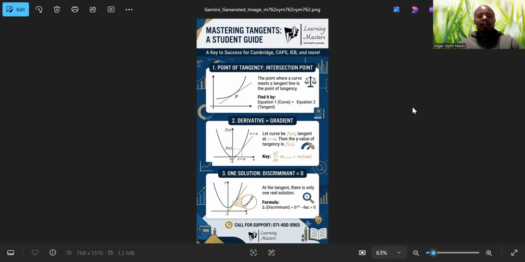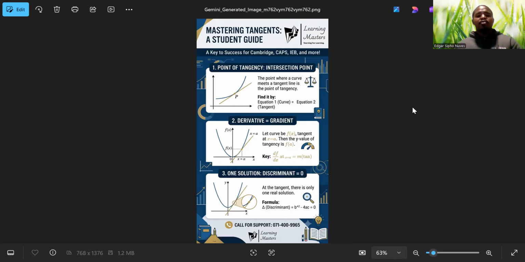Perfect. The last thing to remember about the tangent is that it's related to something. If you're doing CAPS or IB, you might have learned something called nature of roots. If you did Cambridge, you might have spoken more about the discriminant. The discriminant is b squared minus 4ac, and it describes the number of solutions or roots of an equation. A tangent touches a curve at one point only, so this connects to number one. When I'm working with a tangent, the discriminant is always going to be zero. In other words, b squared minus 4ac equals zero.